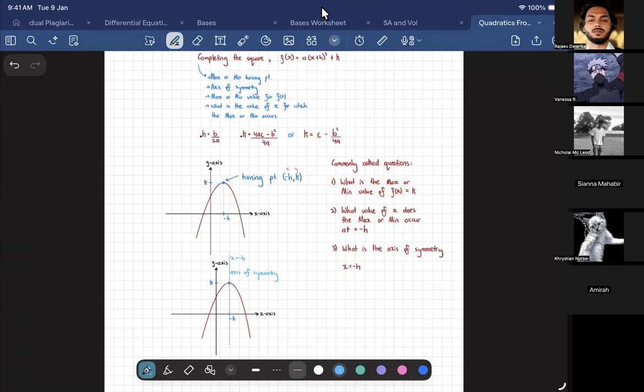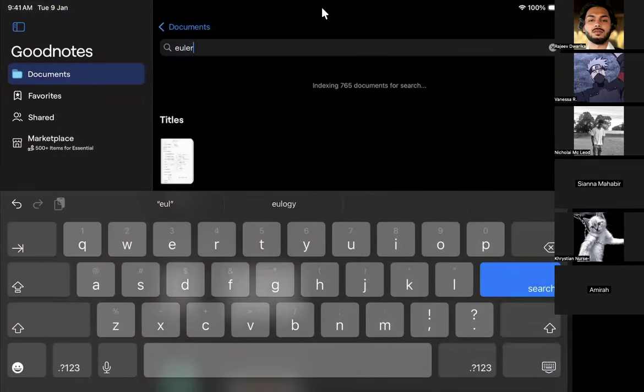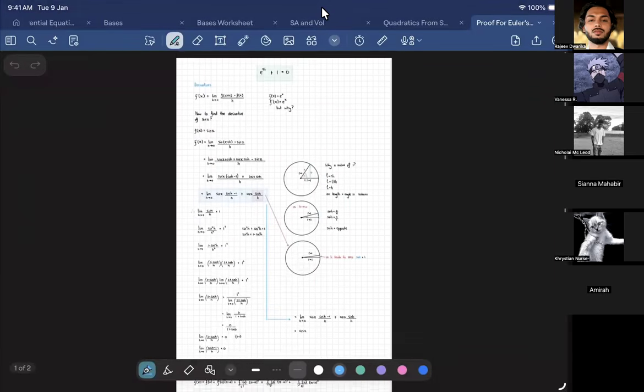Why would it be negative h? I understand why x is equal to negative h, because it's x and y, and minus h is in the x space. But why is h negative?